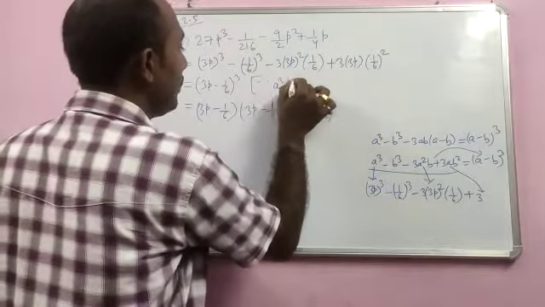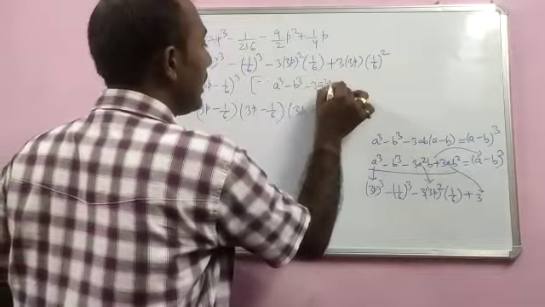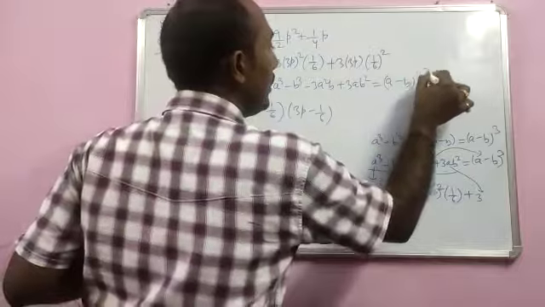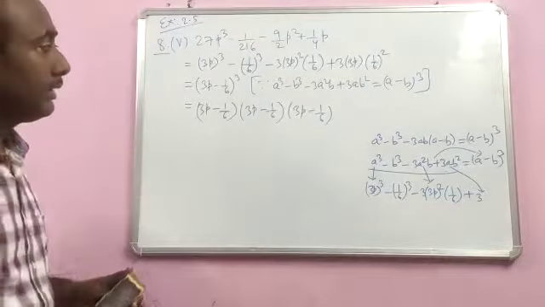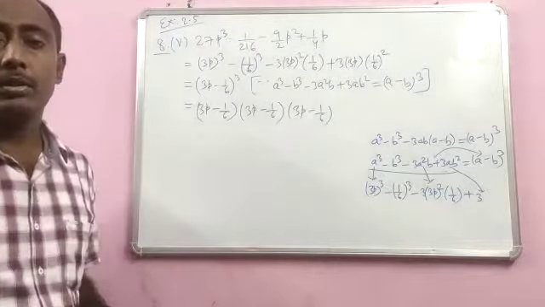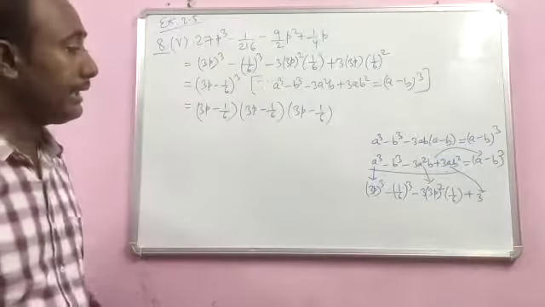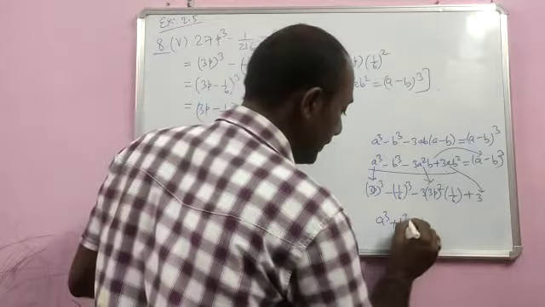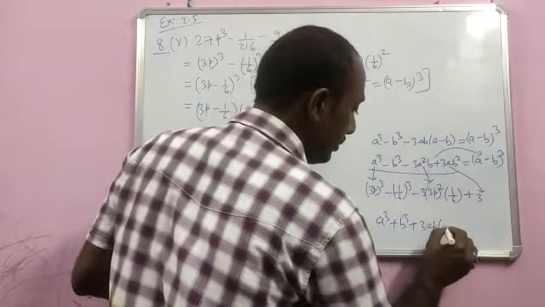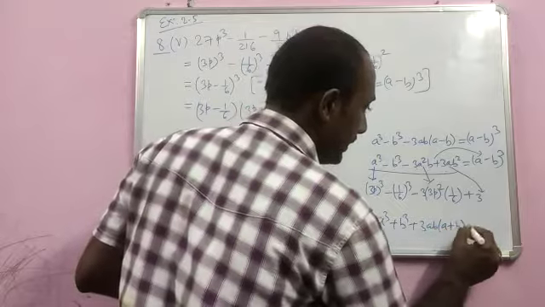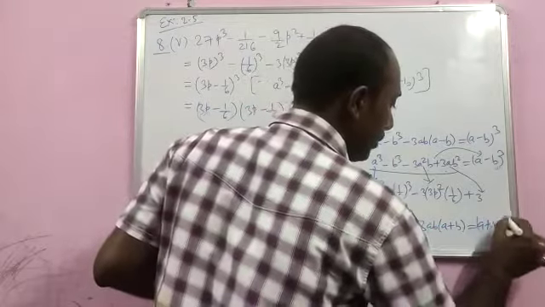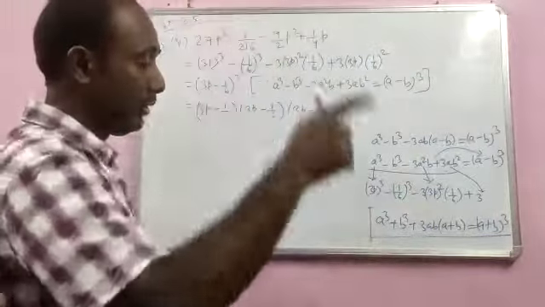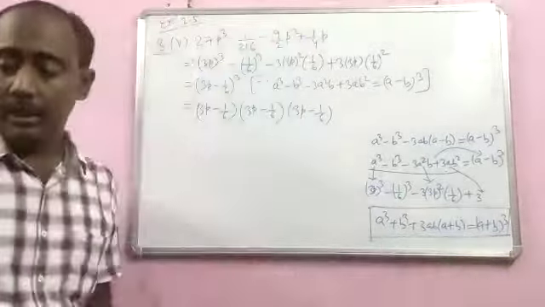Reason is, since a cube minus b cube minus 3a square b plus 3ab square is equal to a minus b whole cube. So student, this is how you will deal with all the questions in question number 8. Either you have to go for this identity, or you have to go for the identity a cube plus b cube plus 3ab into a plus b is equal to a plus b whole cube. So if there is a plus sign, in all the cases you will go for this particular identity.